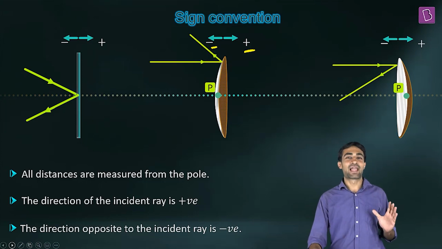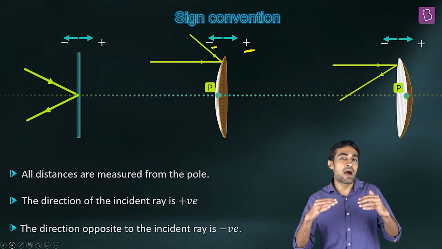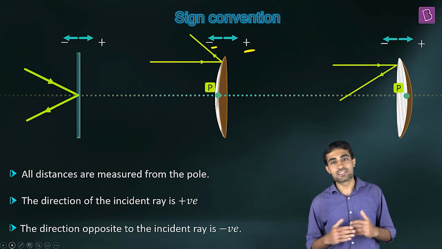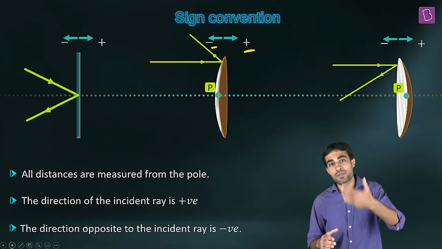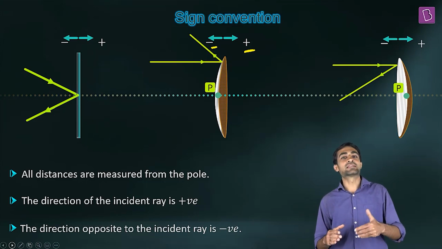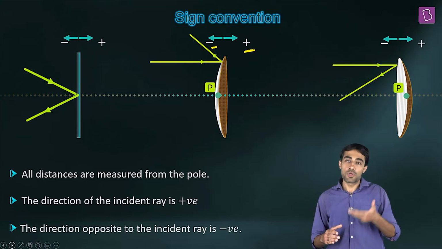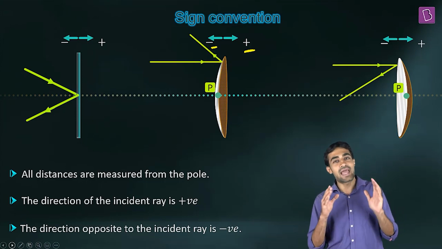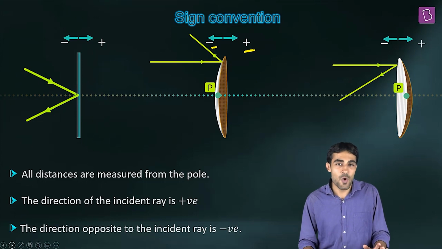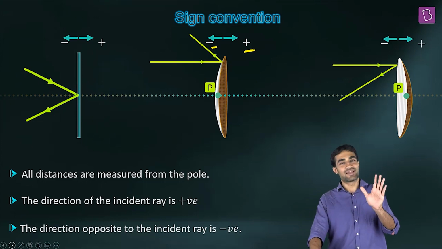Now there are two portions. One is above the principal axis, one is below the principal axis. The portion which is above the principal axis will be taken as the positive direction along the y-axis. And the portion which is below the principal axis will be taken as the negative direction along the y-axis. Okay, we got everything. Now, let's see the options.